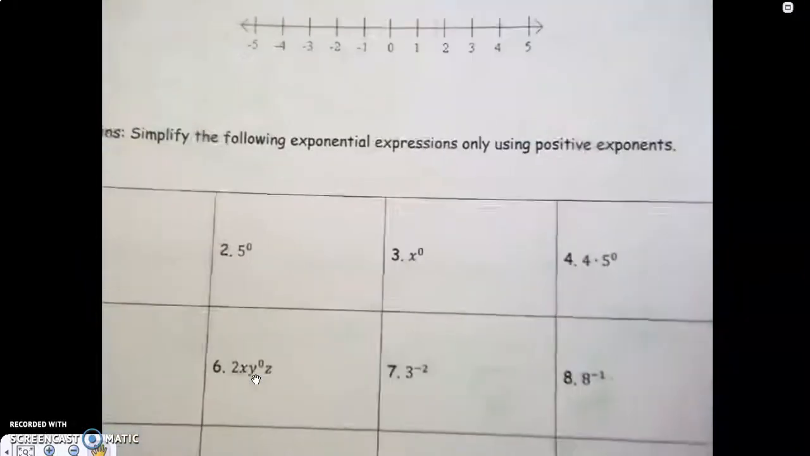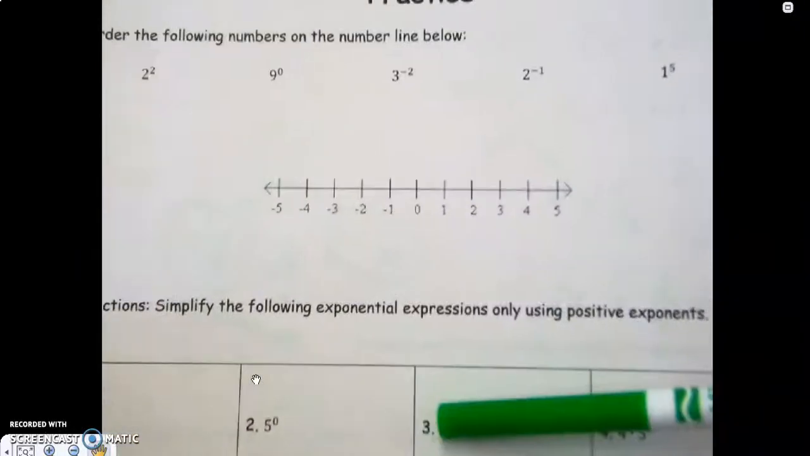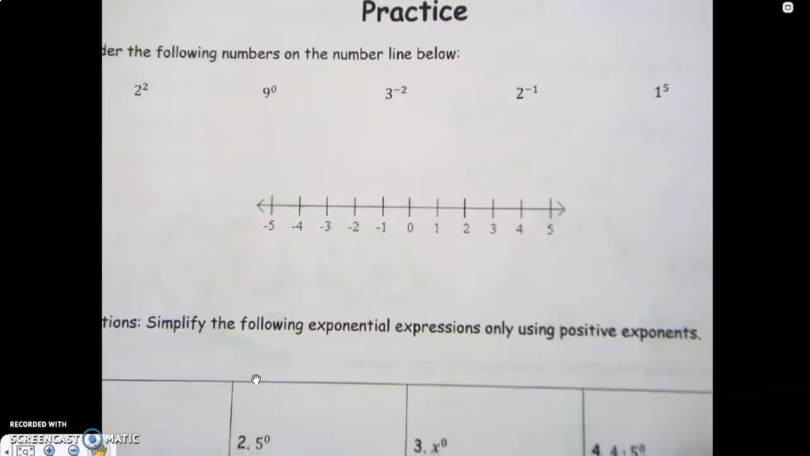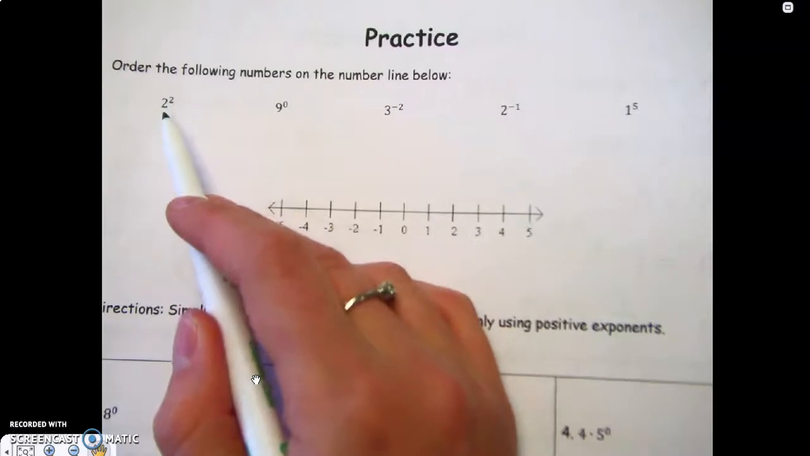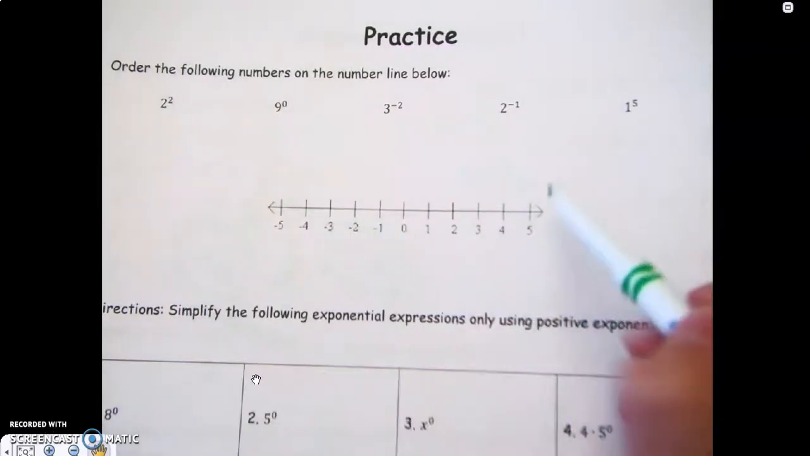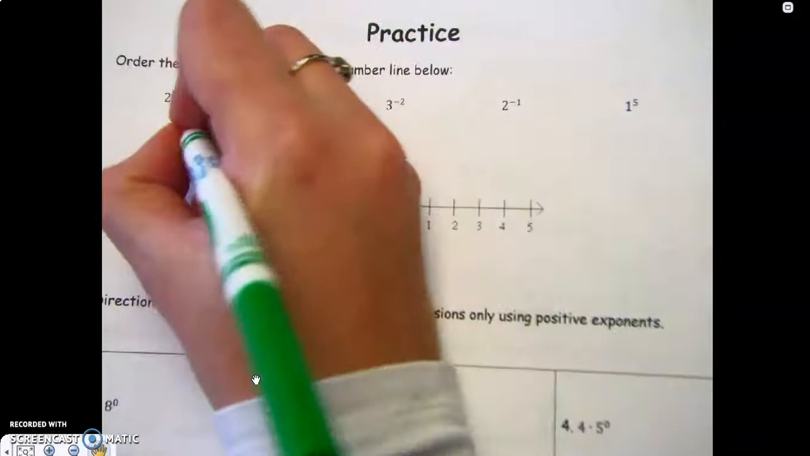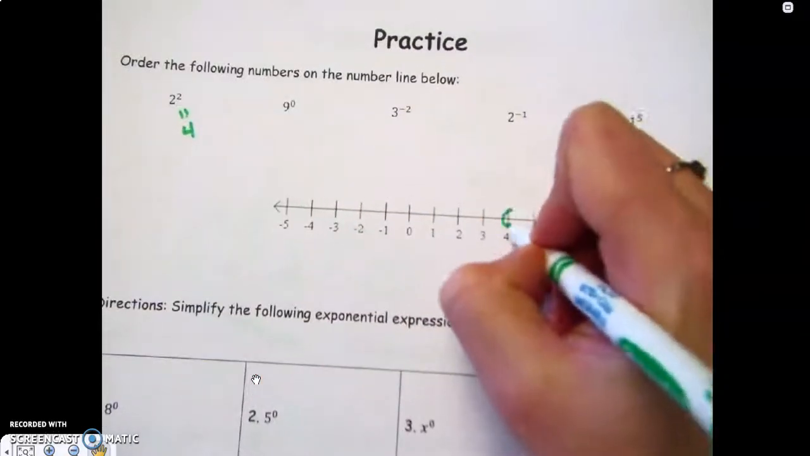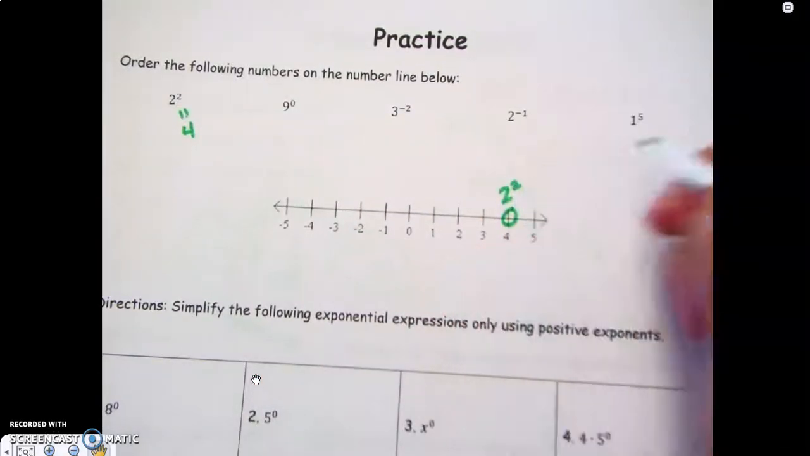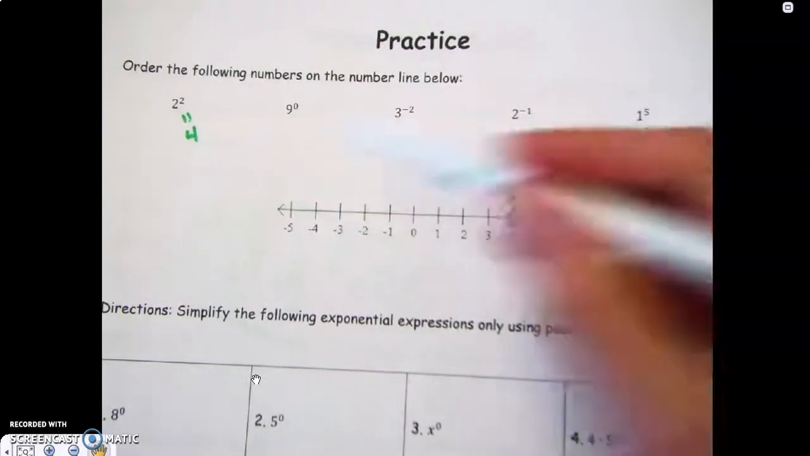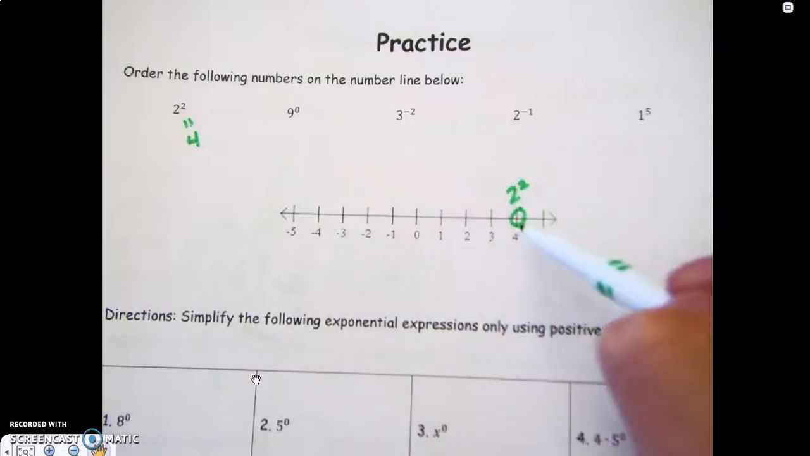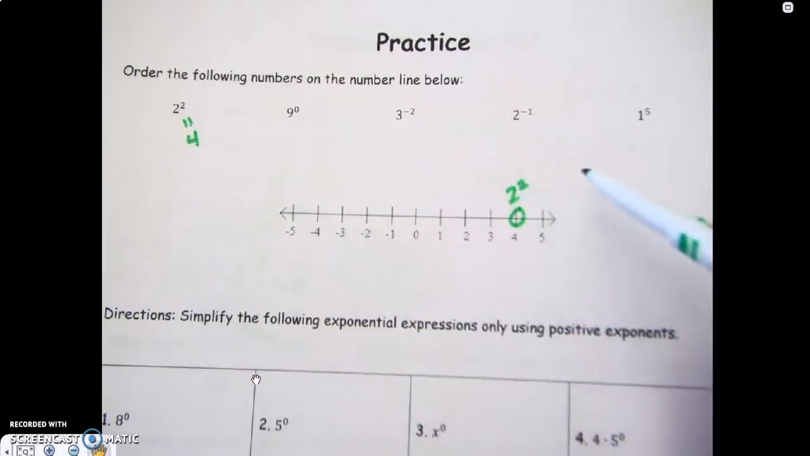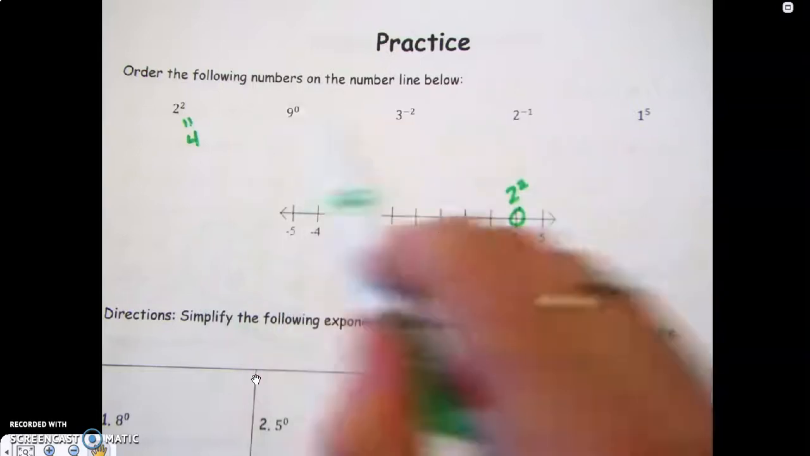So if you flip the page, that's really all the notes, and then we're just going to look at different types of examples. This first part of the practice just wants you to order your exponents. So if you do 2 squared, you get 4. Where does 4 fall on your number line? Well, it falls right here. So this would be where 2 squared falls, right on 4. You can use your calculator with this. Where does 9 to the 0 fall? So label these on your number line to see where they go. Okay, so that's just that first part. Do it with each one of those.